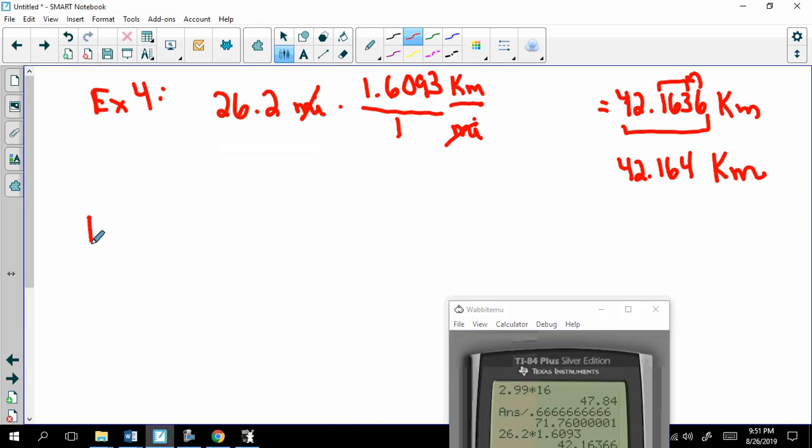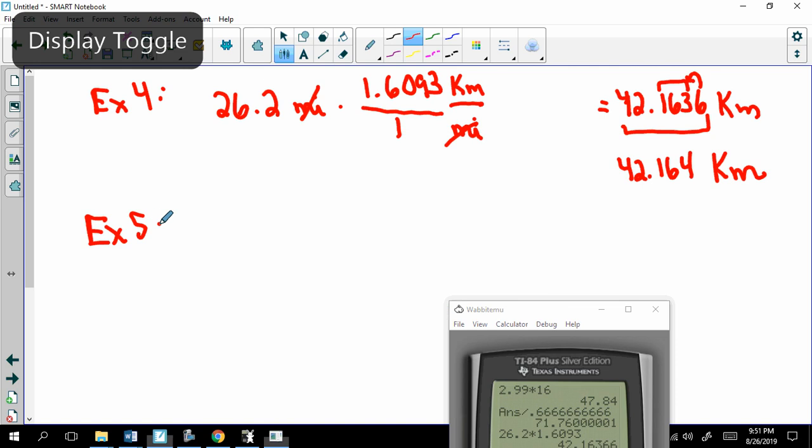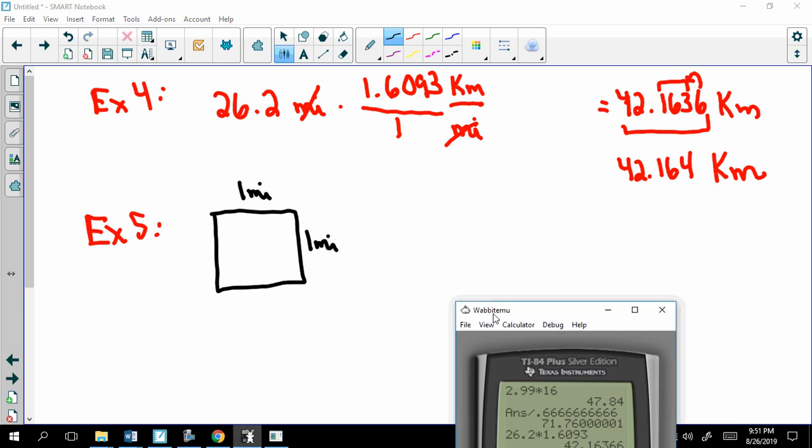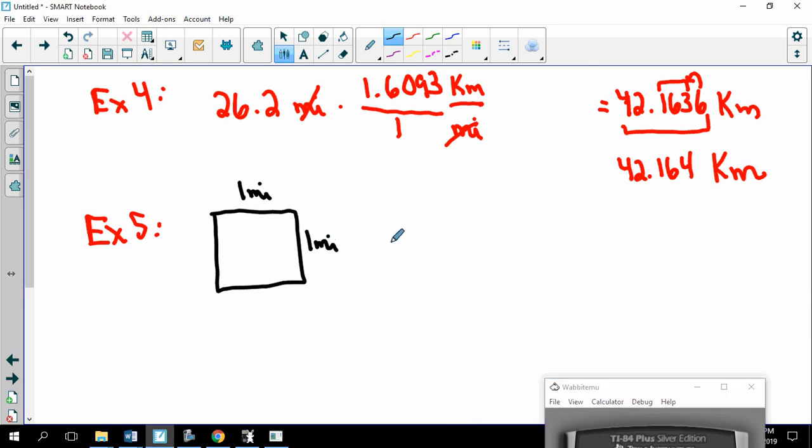If you have a square that's 1 mile by 1 mile, the area is length times width, or the side squared. So the area is 1 times 1 is 1. Mile times mile is mile squared, which is 1 mile times mile.